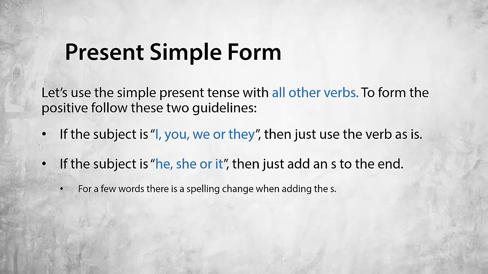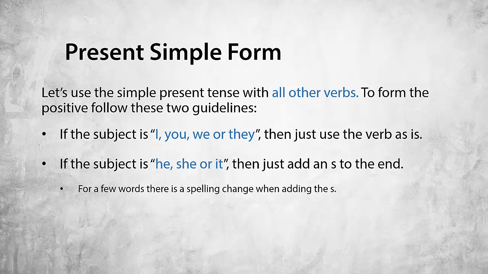Now let's look at verbs other than to be verbs. So with all other verbs, you are going to use the method that I'm going to show you now to form the present simple tense. Now there are two main guidelines that you have to remember. Number one, if the subject is I, you, we, they, then just use the verb as it is. If the subject is he, she, or it, then add an s to the end.